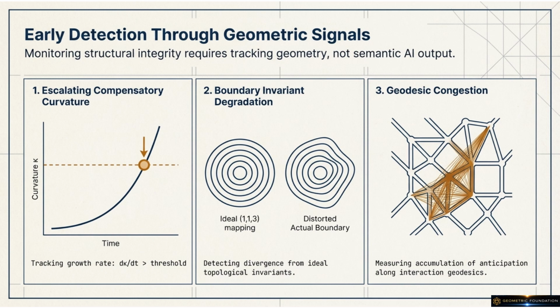Third, geodesic congestion. A network diagram shows pathways accumulating centrally. Measuring anticipation along interaction geodesics identifies emerging bottlenecks before system failure. These 3 modalities provide complementary perspectives on containment health.